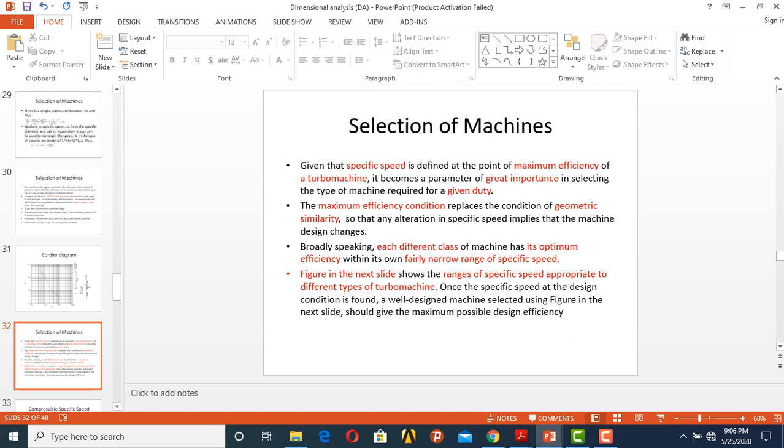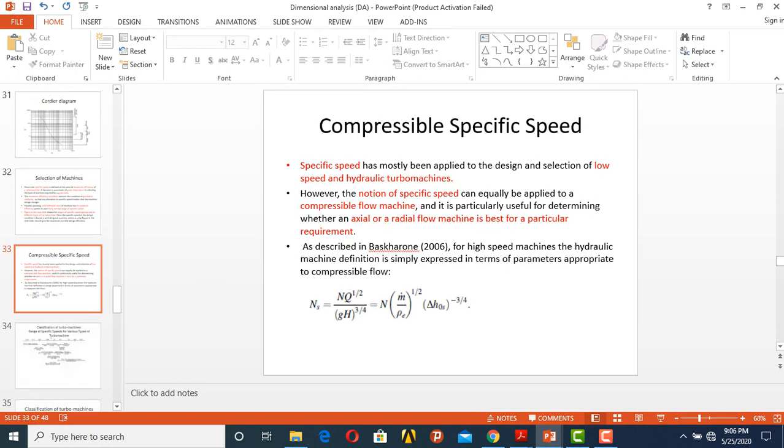So we know that each different class of machine has its optimum efficiency. It has a narrow, small range, just like I alluded to, that different families have a small range of specific speed within which you can select the specific speed. The figure in the next slide shows a range of specific speed appropriate for different types of turbines or turbo machinery.